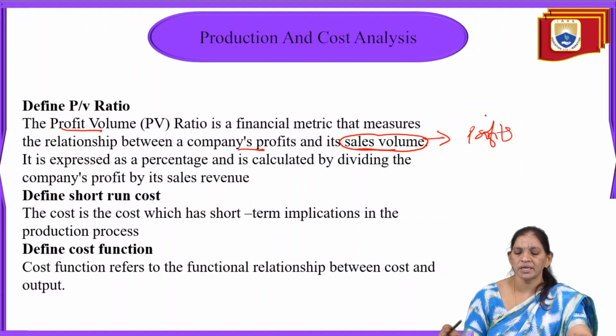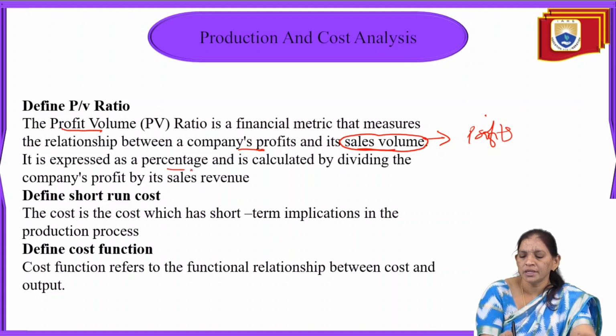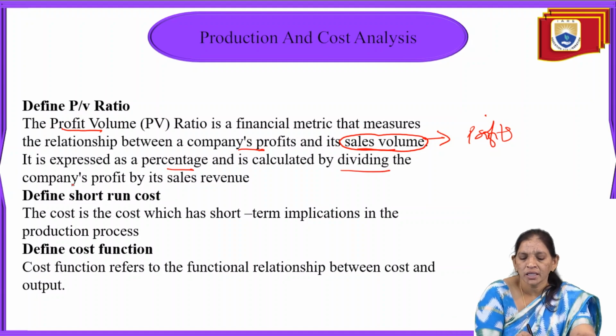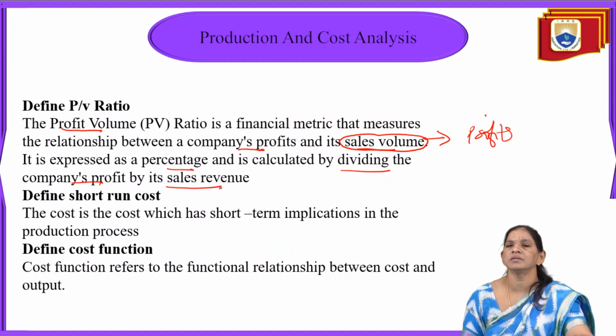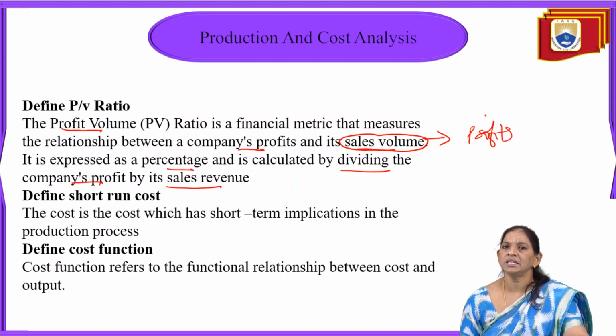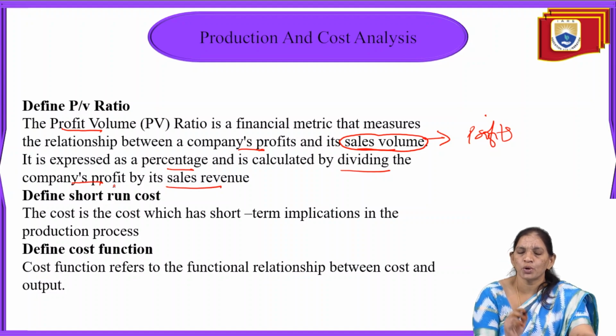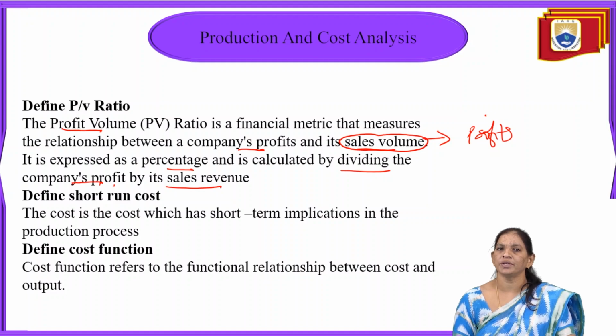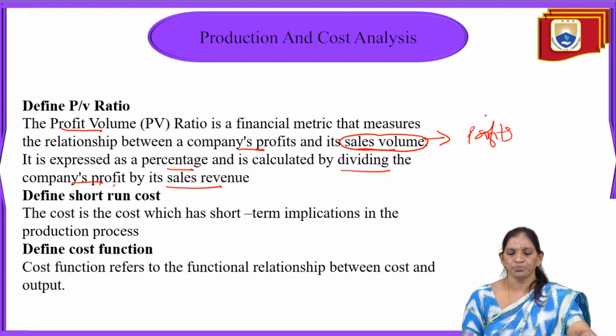It is expressed as a percentage and calculated by dividing the company's profits by its sales revenue. So we can express the PV ratio as a percentage, obtained by dividing the company's total profits by its sales volume, and we are able to identify the PV ratio or profit volume ratio.